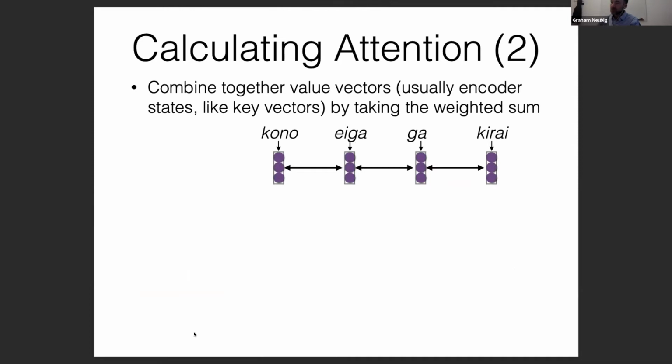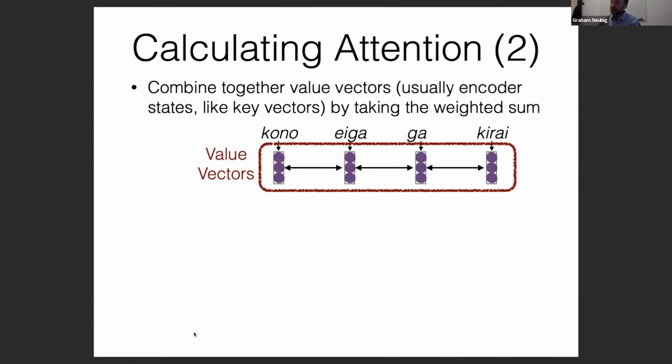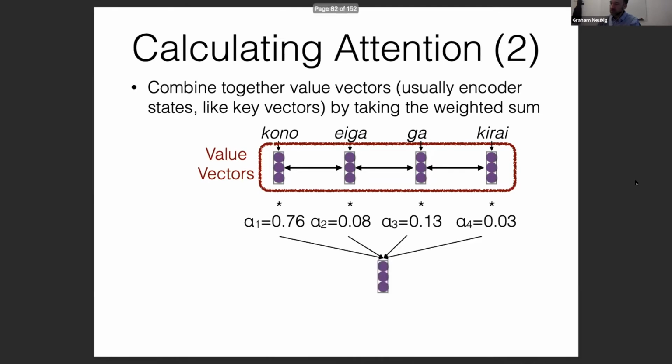Then after we do this, we take the value vectors, which are the things that we want to attend to, the types of information that we want to combine. And we multiply this by the attention vector here. And that gives us a single vector that we can then feed into any part of the model. Specifically, in the case of machine translation or whatever else, we will be feeding this into the decoder in order to calculate the probability over the next word.